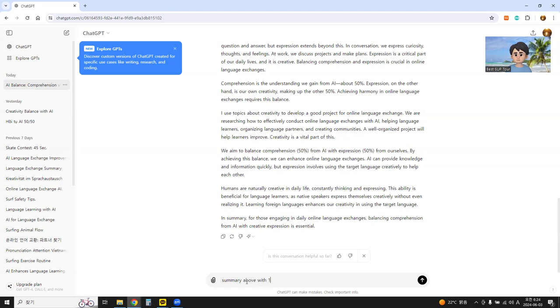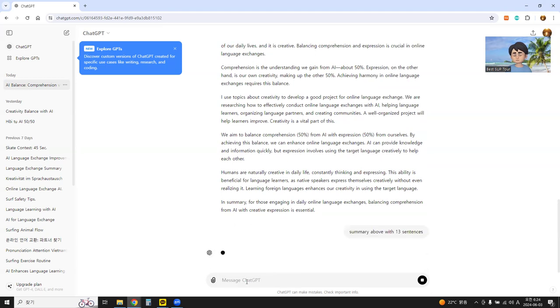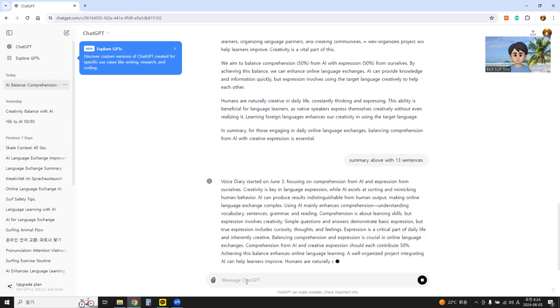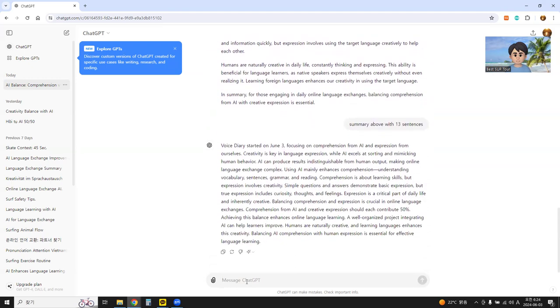With the 13 sentences, AI is smart and very quick. It's a good way to use our comprehension, the very quick comprehension, but not expression. Expression is another way. So, and then I can get a balance.